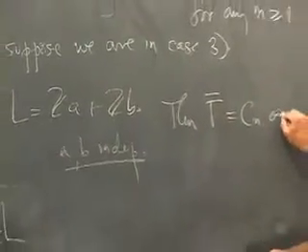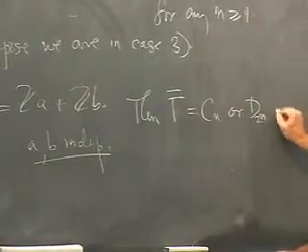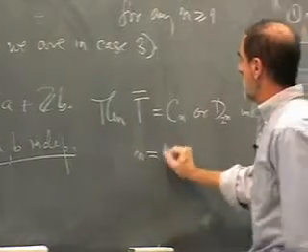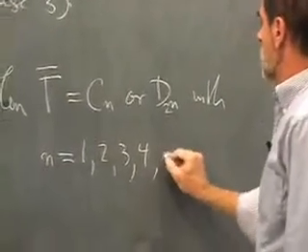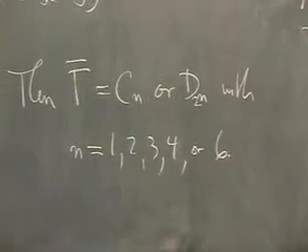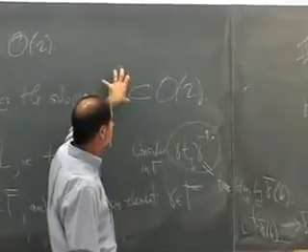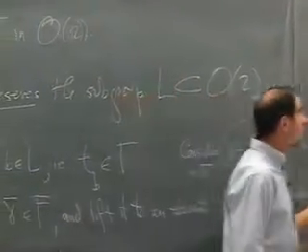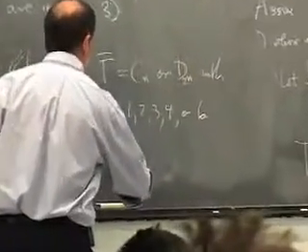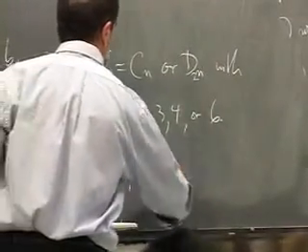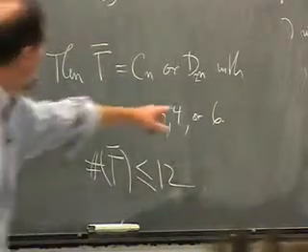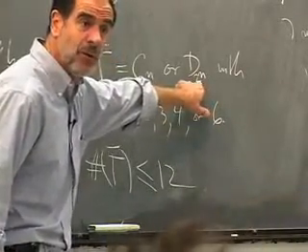I claim gamma bar is equal to Cn or D2n, with n equal to 1, 2, 3, 4, or 6. That's it. So when you get a large translation group in your discrete subgroup, the image, which is a finite subgroup of the orthogonal group, because it has to stabilize this subgroup, is very restricted. In particular, it has order less than or equal to 12, because the biggest it could be was n equal to 6 in the dihedral group of order 12.